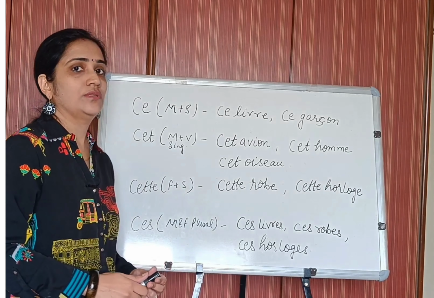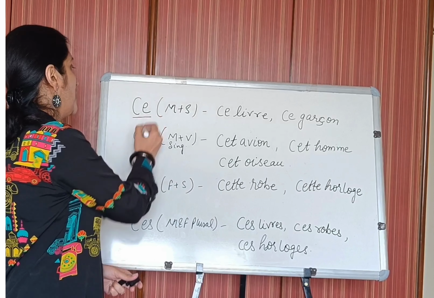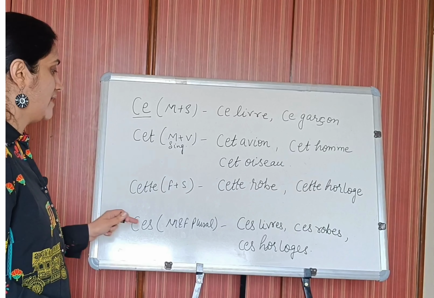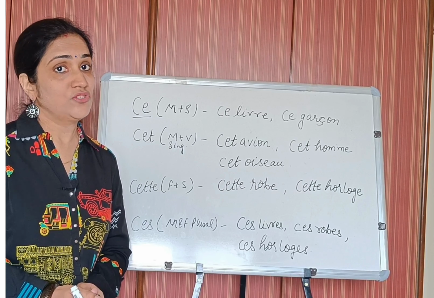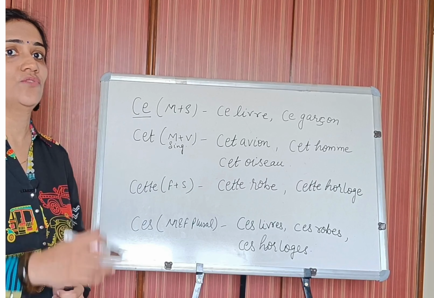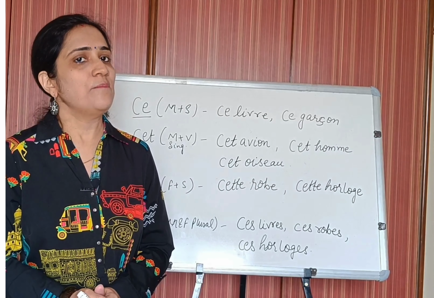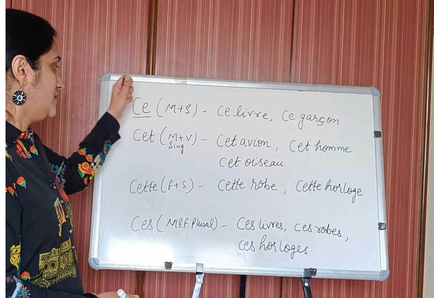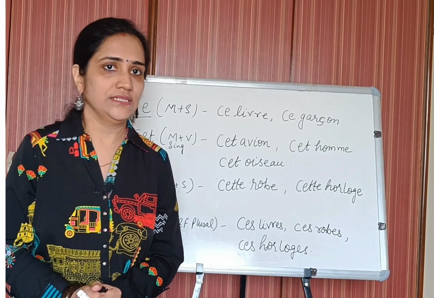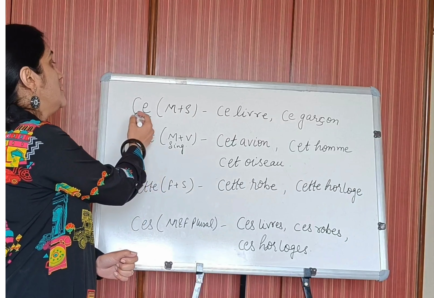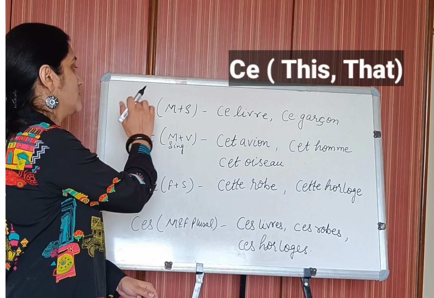So first of all, focus on the first l'adjectif démonstratif, which means a demonstrative adjective. It's ce. As you can see on the left hand side of the board, we have 4 different terms for this demonstrative adjective. Why? Because all the nouns in French are categorized as masculine and feminine. That's why we have these 4 different terms. So let's focus on the very first term, ce. Ce referring to this or that.